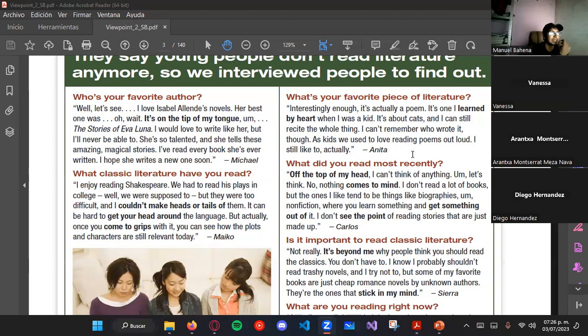Perfect. So it says, what's your favorite piece of literature? What does that mean? What's your favorite part of literature? Pues también se puede traducir como obra también, ¿no? ¿Cuál es tu obra favorita de literatura? ¿Cuál es tu pieza favorita de literatura?